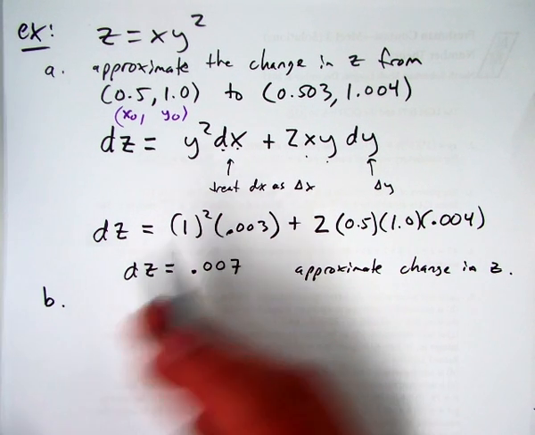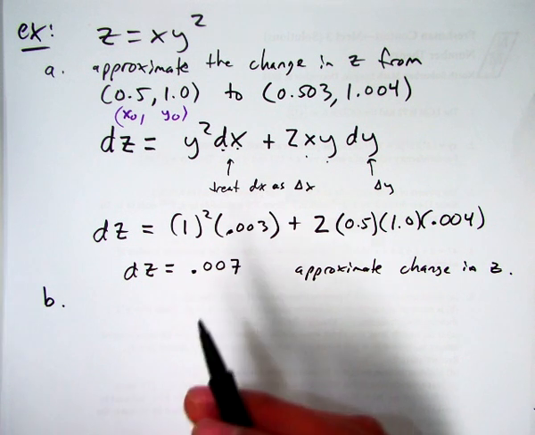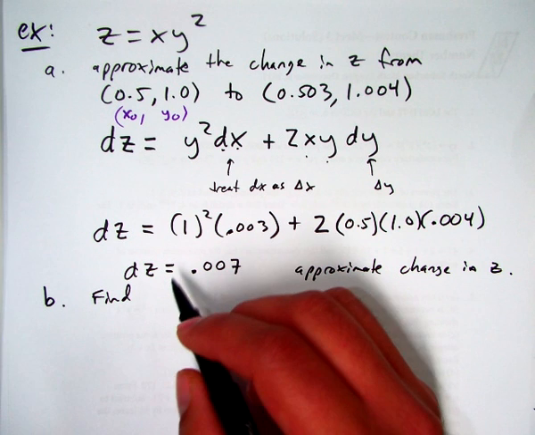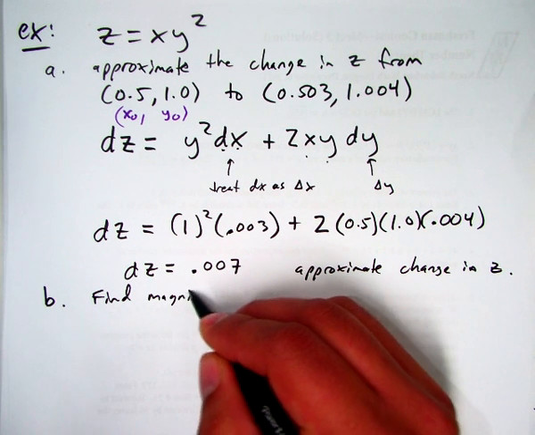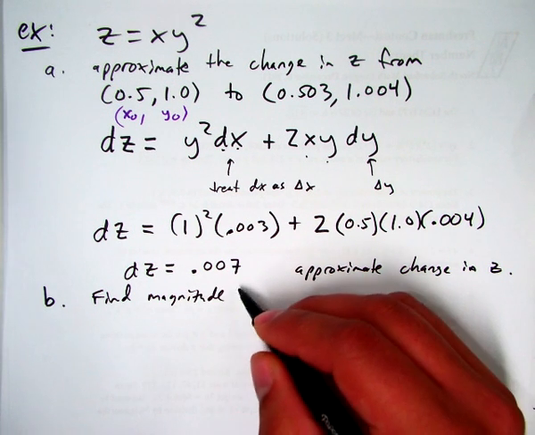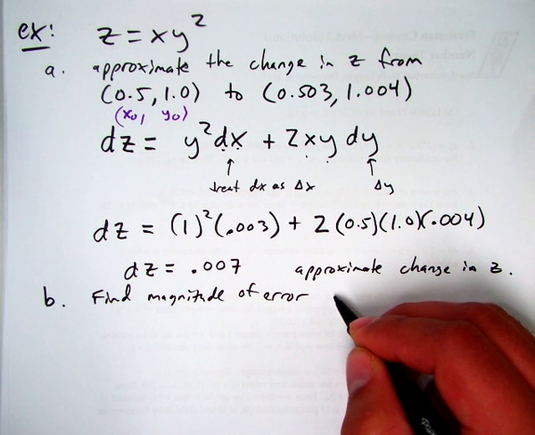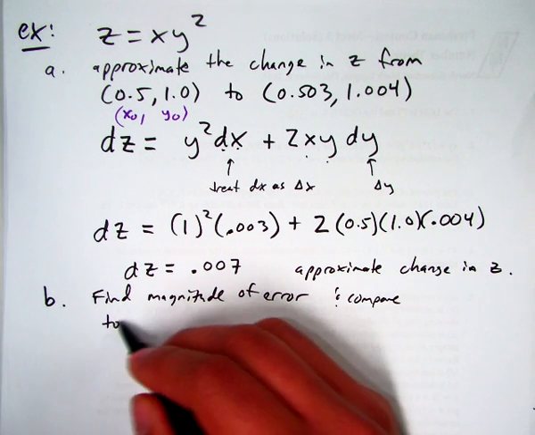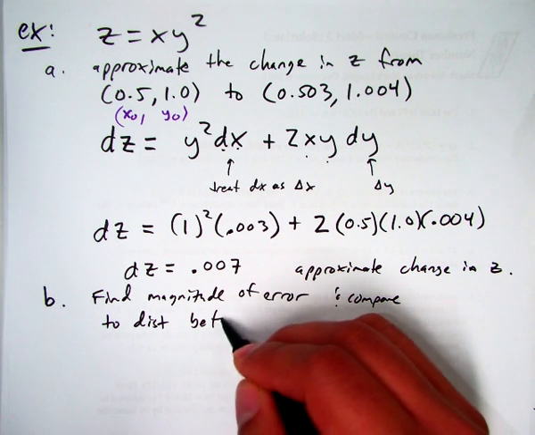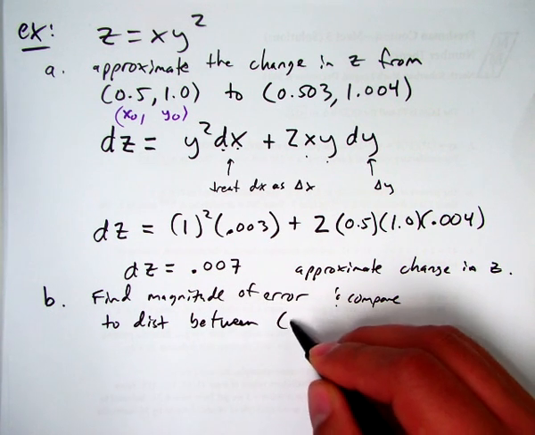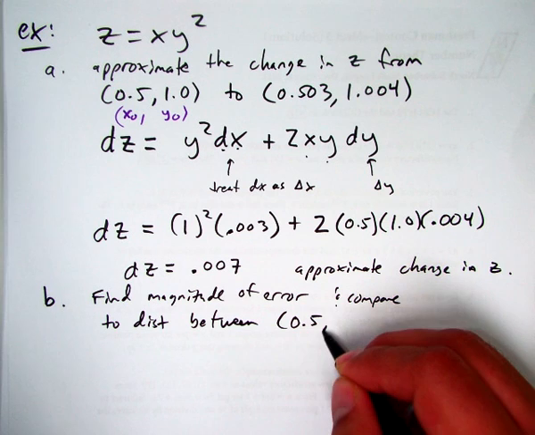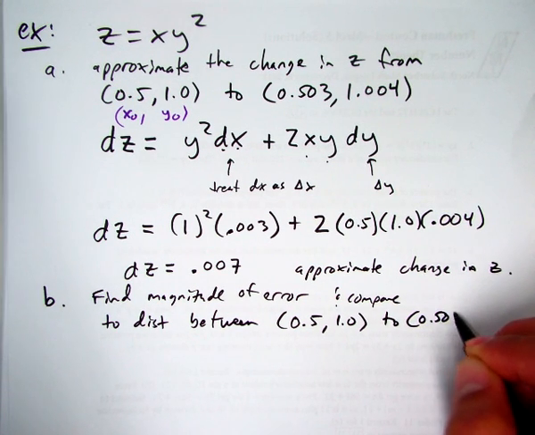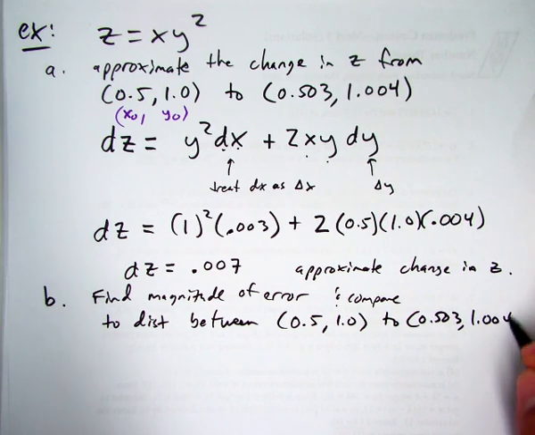Okay, so now the second thing that we'll do is actually compare the approximate change to the real change and see what kind of error we have in comparison to the distance between the original points. So I think the directions will say something like find the magnitude of error and compare to the distance between, let's say, well, we're going to use the same point. So 0.5, 1.0 to 0.503 to 1.004.